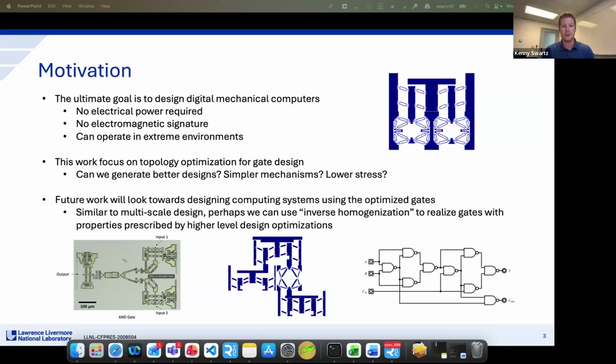Right now we're at the stage of just designing logic gates, and we'll get into what I mean by that shortly. But we also want to look at designing entire computing systems, so not just one gate that takes inputs and does some logic on them, but how do we best put these together in a sequence so that we can do more complicated things, such as adding numbers together, and be able to propagate that signal. That's a much harder problem.